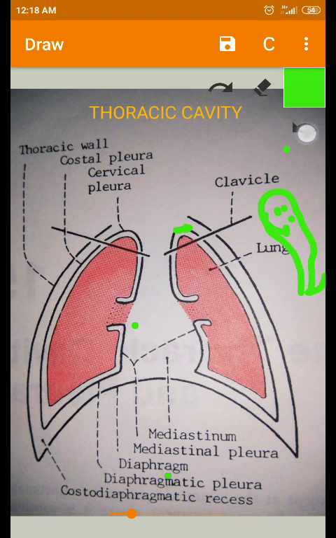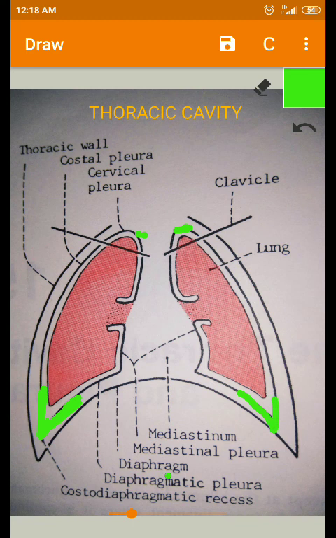Coming to the recesses of the pleura, that means the pleura has some folds. There are two folds. One is called the costomediastinal recess, an extra part called the costomediastinal recess or fold. Another fold is the mediastinal pleura. That we can see in the transverse section. This is the coronal section, and in the coronal section we can see only the costomediastinal recesses.